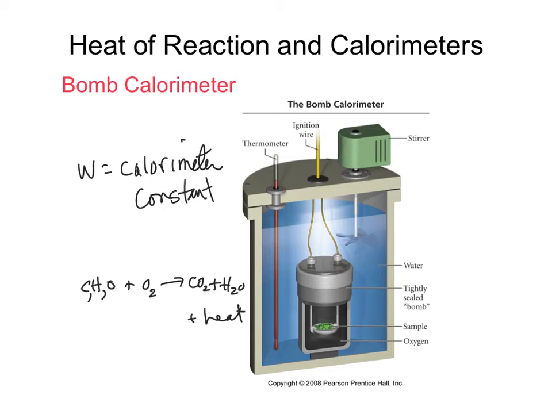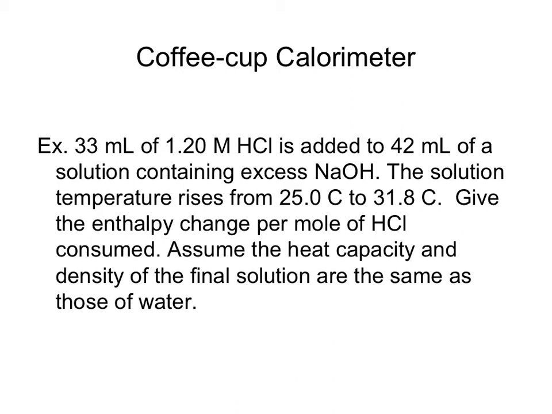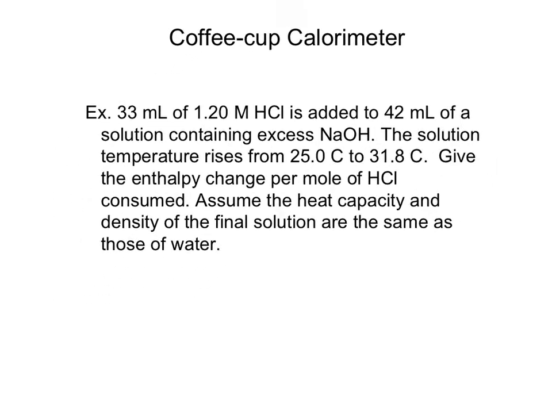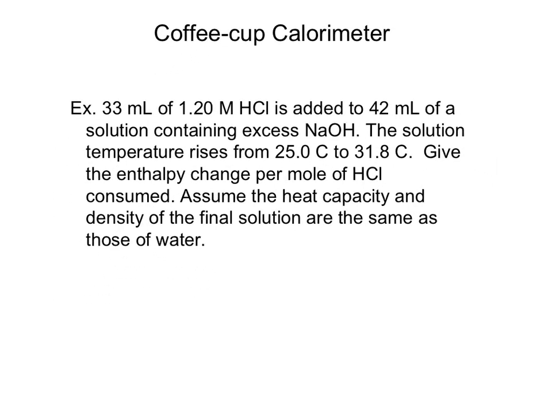It's best seen if you look at these two calculations, two examples. The next slide is for the coffee cup calorimeter. All right, so we have two coffee cups. One of them has 33 milliliters of 1.2 molar HCl. The other coffee cup has 42 milliliters of a solution of sodium hydroxide.